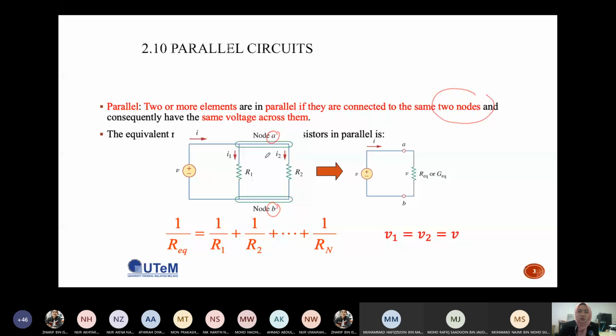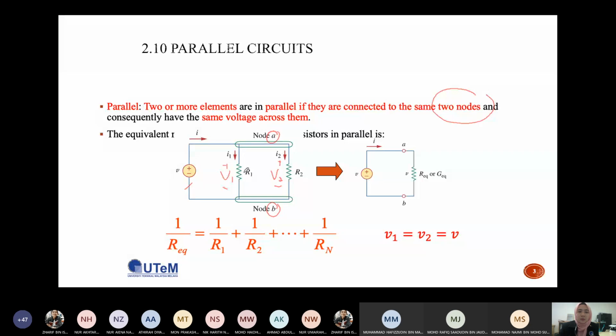For a parallel circuit, the voltage at R1 is the same as the voltage at R2, and is the same as voltage V. So if you have a parallel connection, the voltage is the same. V1 equals V2 equals V. For the series circuit, the current is the same.